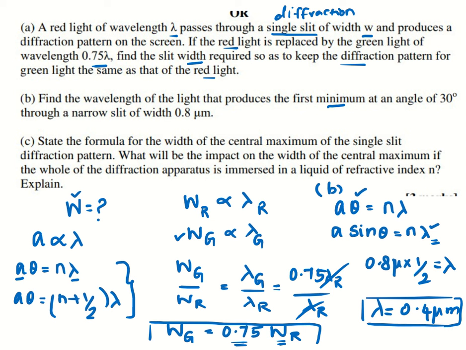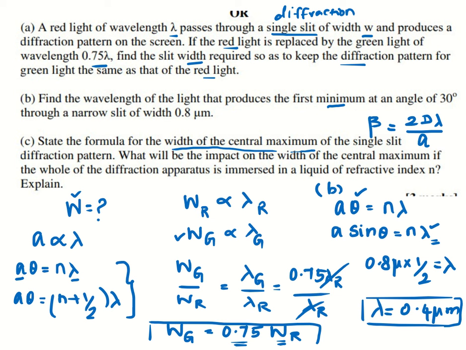Now part C, state the formula for the width of the central maximum of the single slit diffraction pattern. So the width of the central maximum, usually we write width as beta, equals 2D lambda divided by a. a is the slit width, D is the distance between the slit and the screen, lambda is the wavelength of the light. So this is the formula.